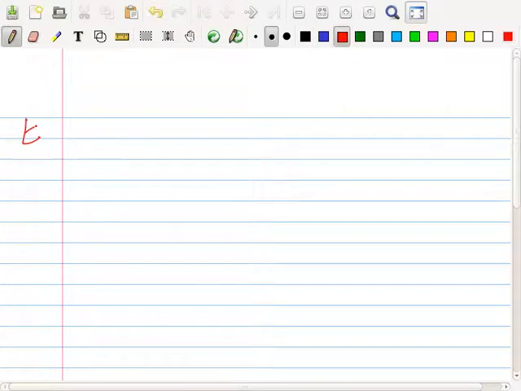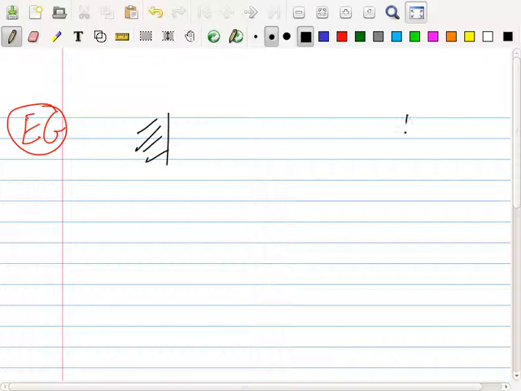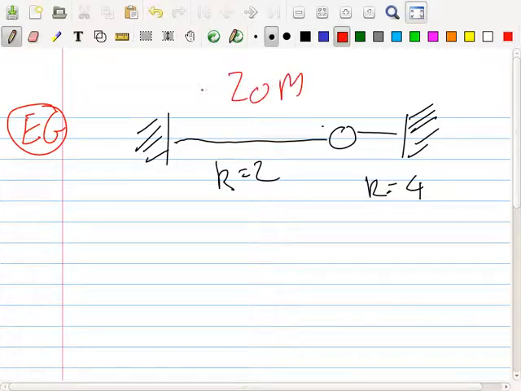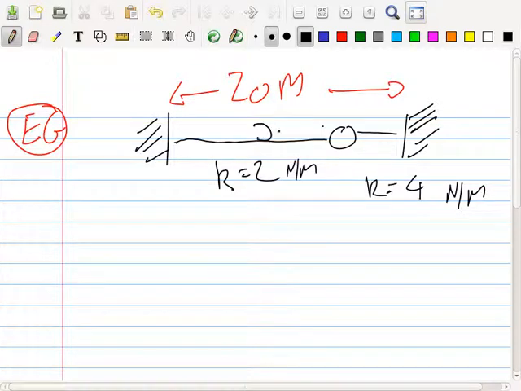Okay, so just before we start our next topic, we'll do question 2. In number 2, the strings both have natural length 1, but the constants are different. Here the k is 2, and here the k is 4. The total is 20 meters. If I call this x, then how big is this one? 20 minus x.